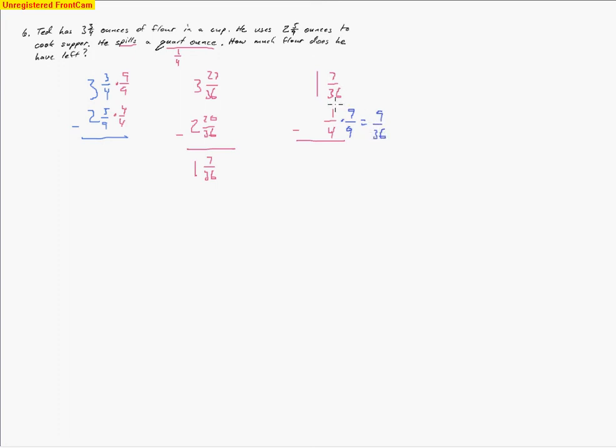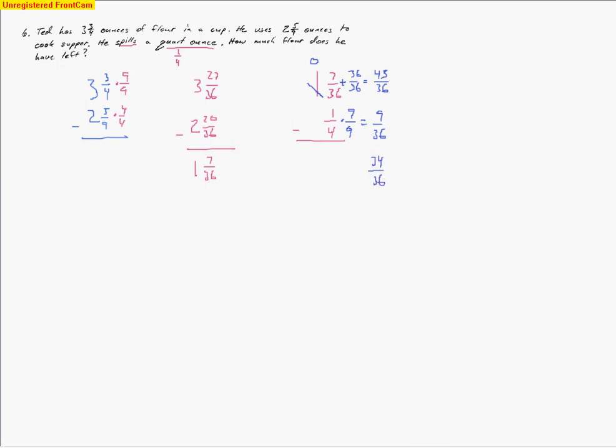However, I've got another problem. See, the 9 is bigger than the 7. So I'm going to borrow. Now this will become 0, and I'll have to add 36/36. And that gives me 43/36. Now, I can do this subtraction because notice 0 minus 0 makes 0, so I'm not coming up with a negative number, so I'm doing it okay. And 43 minus 9 gives me 34/36.